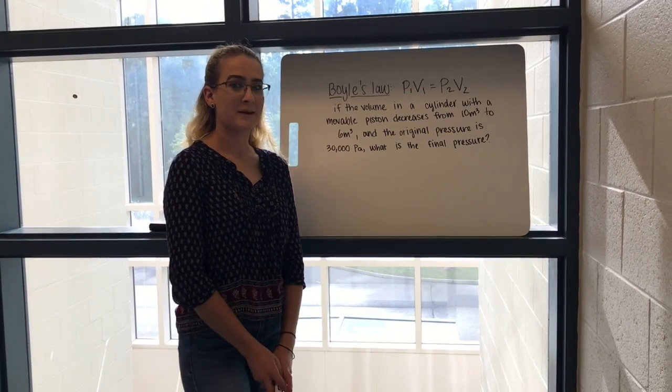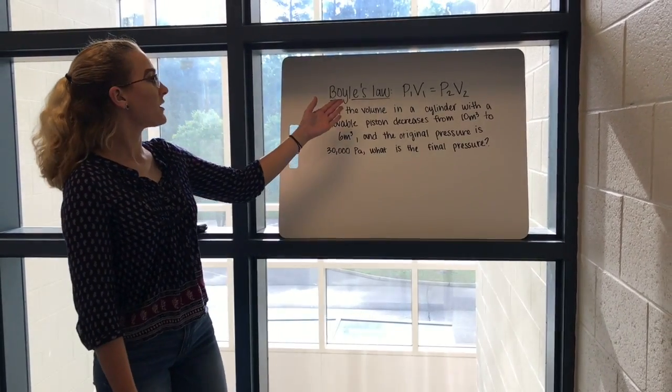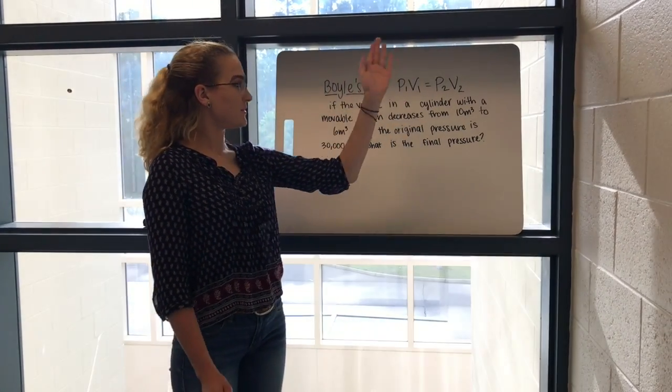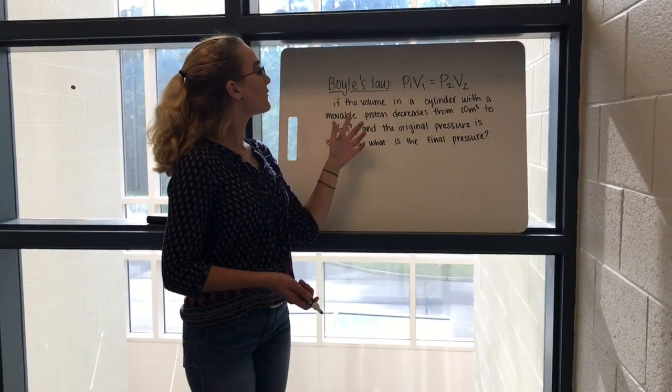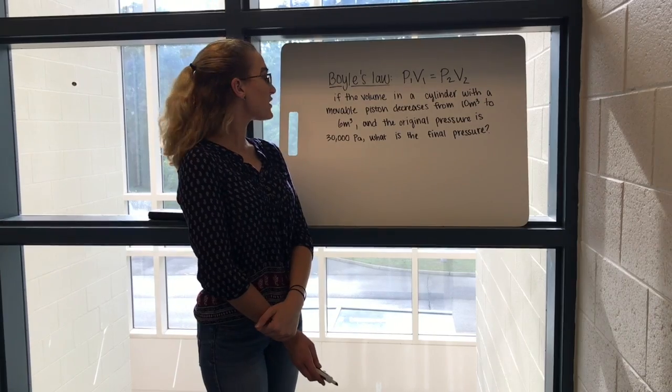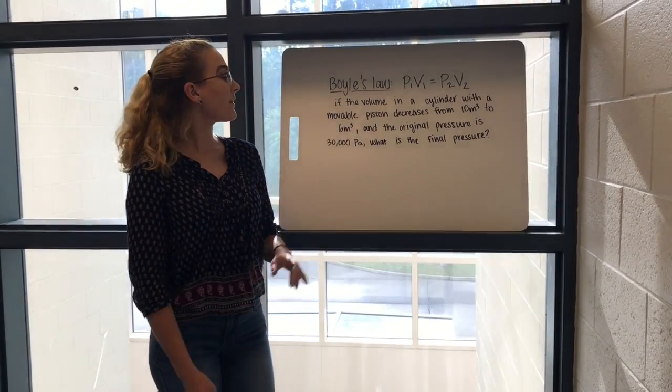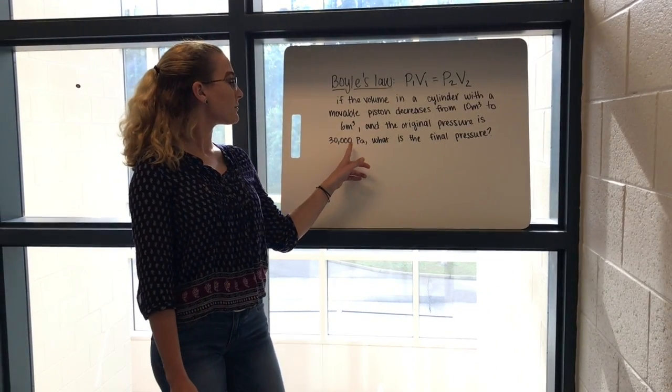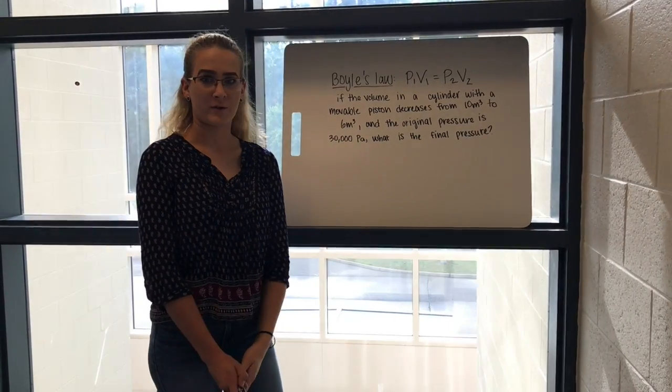So let's work through an example. For Boyle's law, P1 V1 equals P2 V2. If the volume in a cylinder with a movable piston decreases from 10 meters cubed to 6 meters cubed, and the original pressure is 30,000 Pa, what is the final pressure?